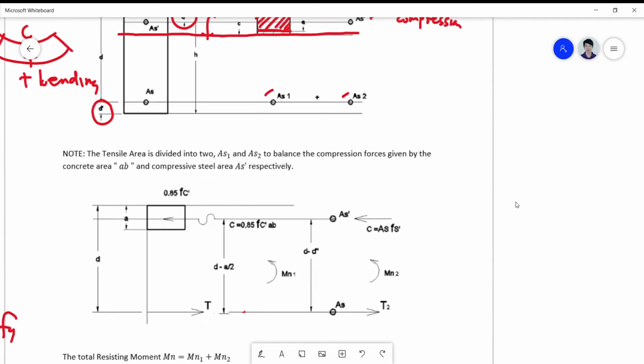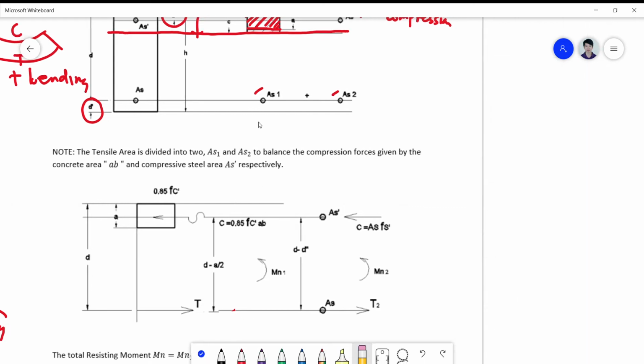So note that the tensile area is divided into two, the AS1 and the AS2, to balance the compression forces given by the concrete area AB and compression steel area AS prime. But later on, we will not actually be using a separated area, simply because we want to simplify the formulation of the solution to double reinforced beams.